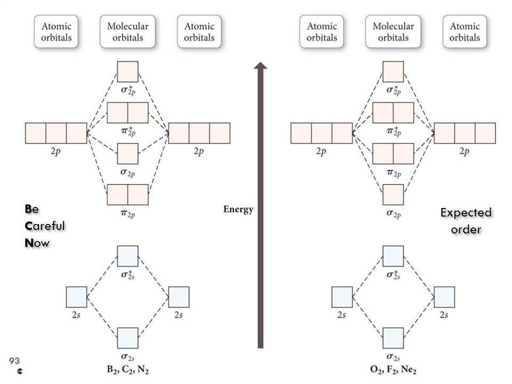Let's make that red. The order has changed. This one has the sigma 2p at the bottom, and then the pi 2p. Start over. Sigma 2p, pi 2p. This one has the pi 2p at the bottom and the sigma 2p in the middle. The top two are the same. So that's something you have to remember.